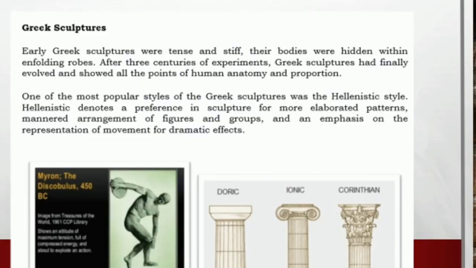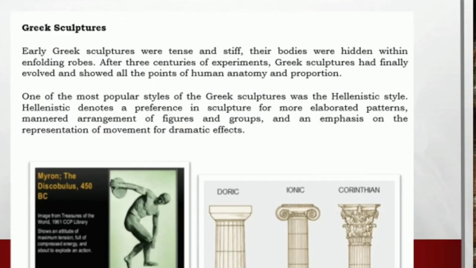Next, Greek sculpture. Early Greek sculptures were tense and stiff. Their bodies were hidden within folding robes. After 3 centuries of experiments, Greek sculptures had finally evolved and showed all the points of human anatomy and proportion.